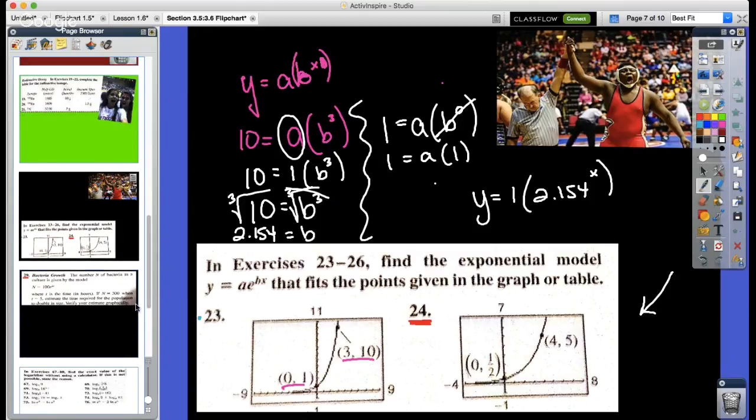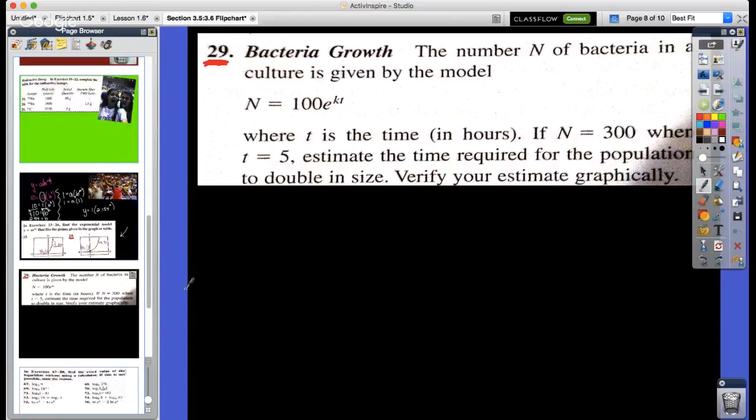Now, as far as 29 goes, very similar to what we did on block day, where we have our bacteria after a certain amount of time. The K is, we don't know what the K is, right? But what we're going to try to figure out is, if T is 5, to estimate the time it takes for the population to double in size, okay?